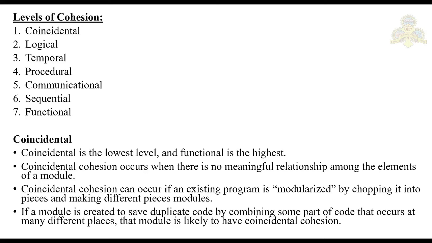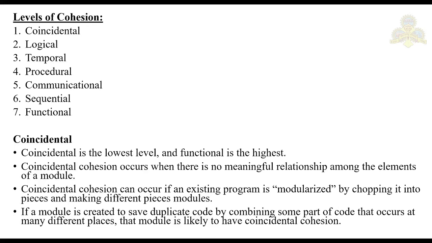Coincidental cohesion occurs when there is no meaningful relationship between the elements of a module. So you have a module, you have some variables and methods in it, but they do not have a meaningful relationship. Maybe you have declared some 10 variables and they are not used. Then you can say that it is a coincidental cohesion. It can also occur whenever you try to modularize by chopping a module into different pieces.